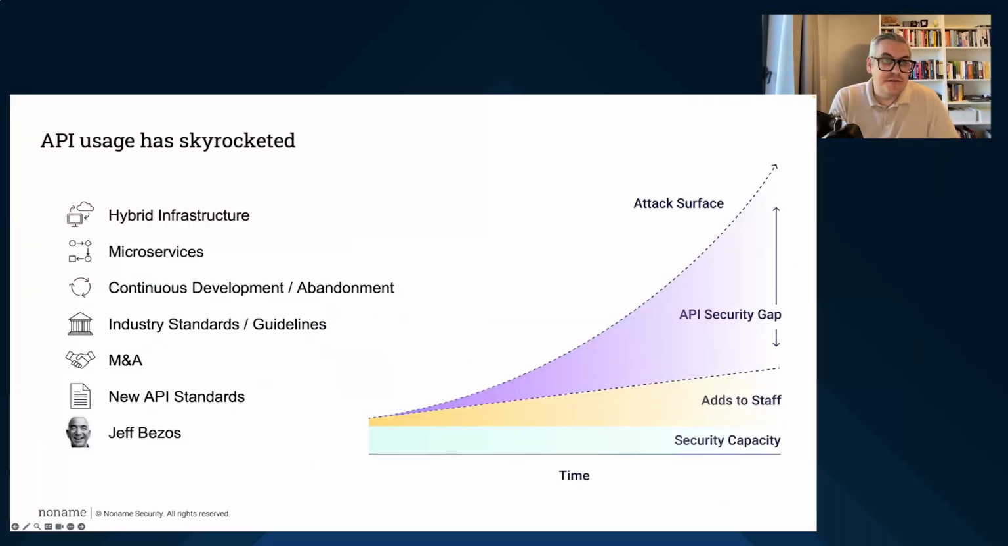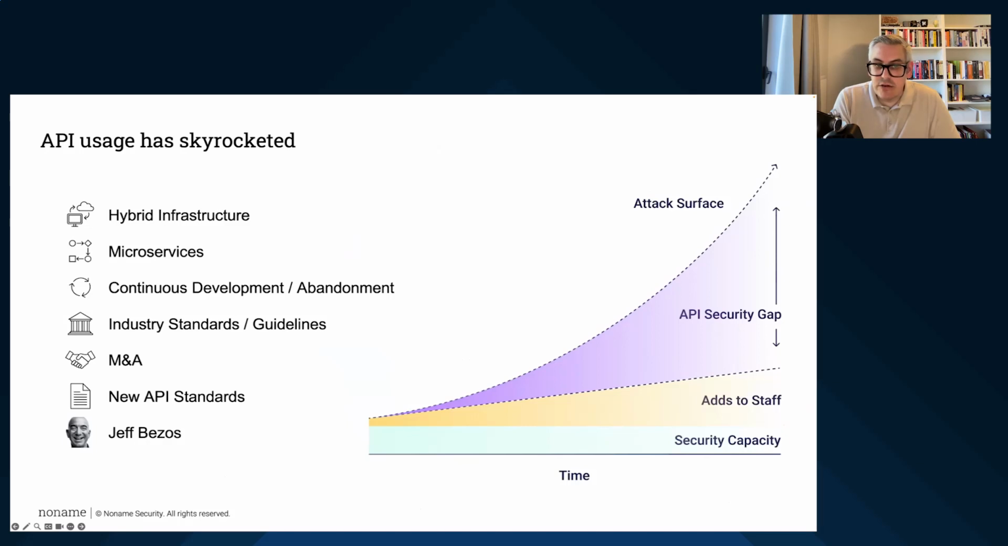The usage of APIs really has skyrocketed as well. There's sort of many reasons for that. Of course, we've changed our architecture in new and interesting ways. We build hybrid infrastructures, meaning we have monolithical applications, we have microservices, distributed applications, we have on-prem environments, we have public cloud, we have SaaS.